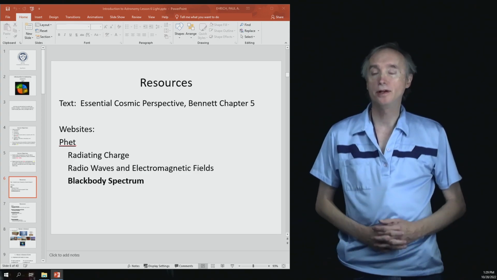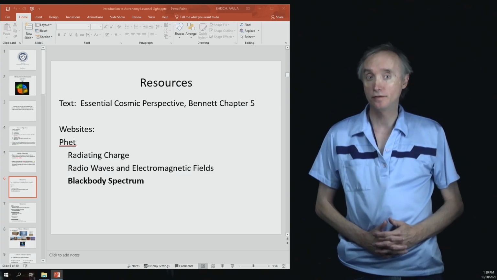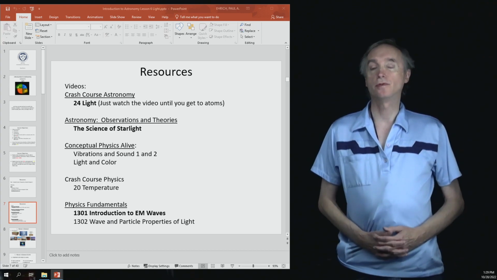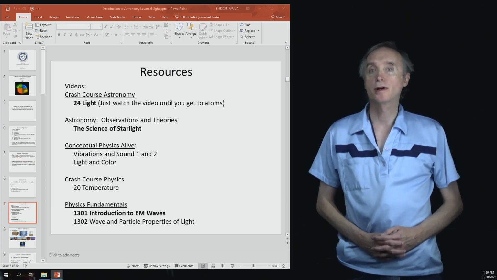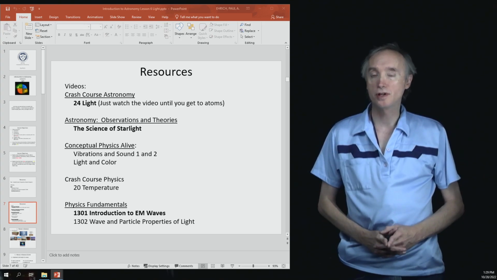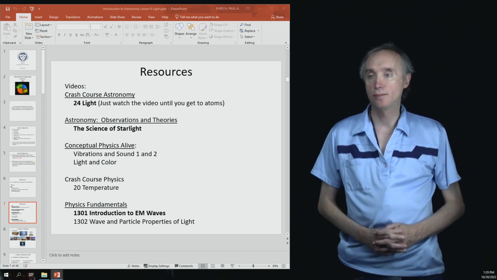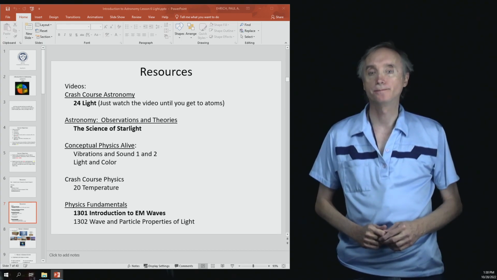So you might want to be reading Chapter 5 out of your text, Essential Cosmic Perspective by Bennett. There's also some videos, so if you want to watch episode 24 of Crash Course Astronomy, that's going to be what we're talking about today. And you'll notice, though, it goes into what atoms are. So for right now, we don't need to know about what atoms are. So just watch that video until you get to the part about atoms, and then you can pause it, and then when we get to our next lesson, that's when we're going to talk about what atoms are.